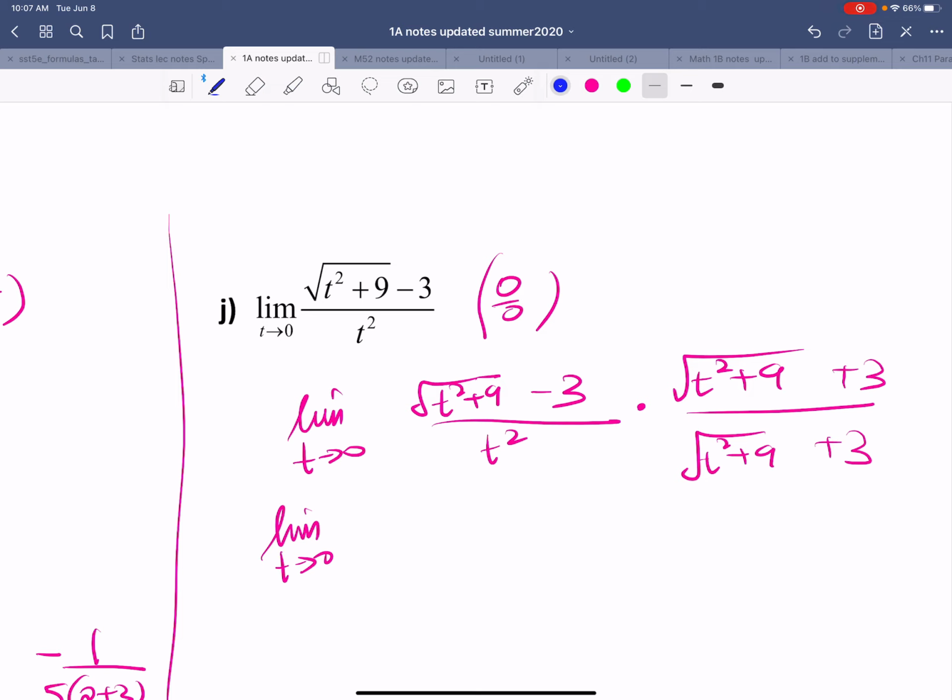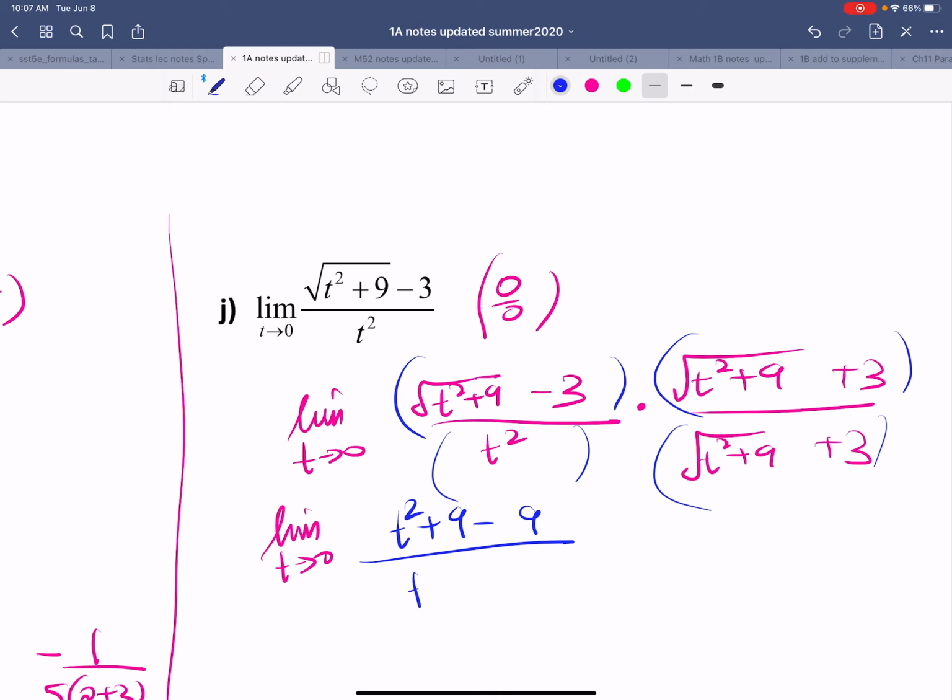All right, so let's see. Square root of t squared plus 9 minus 3. So go ahead and FOIL the numerators. Actually, I'm not going to FOIL the denominators. I'm going to leave them like that. It might come in handy to leave them without distributing. So I would be left with t squared plus 9 minus 9, divided by t squared times the square root of t squared plus 9 plus 3.